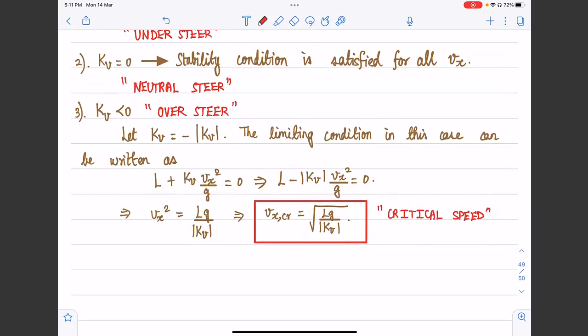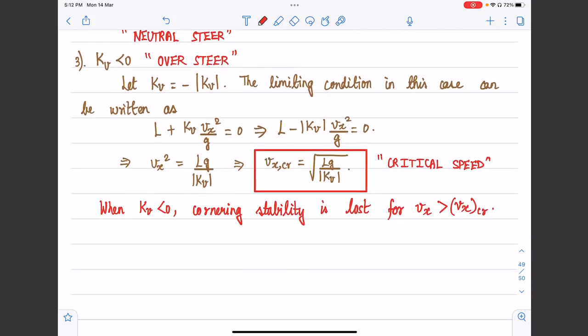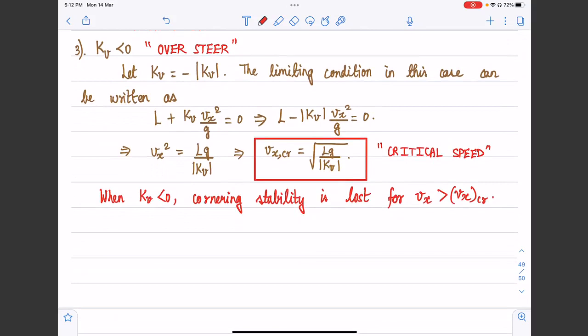Okay, so when kV is less than 0, cornering stability is lost for Vx greater than Vc. Okay, so if longitudinal speed becomes greater than the critical speed as derived here, which is square root of Lg by magnitude of kV, cornering stability is lost.